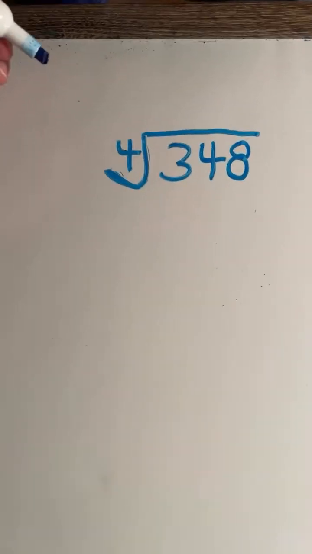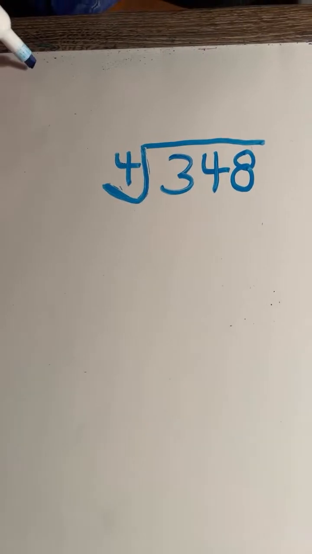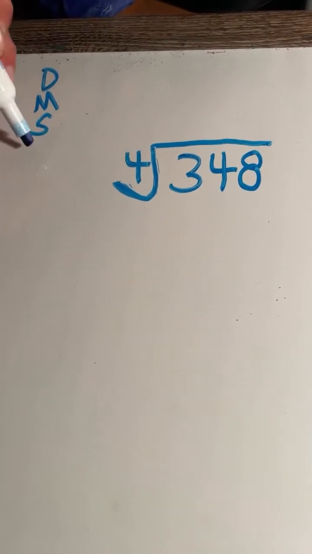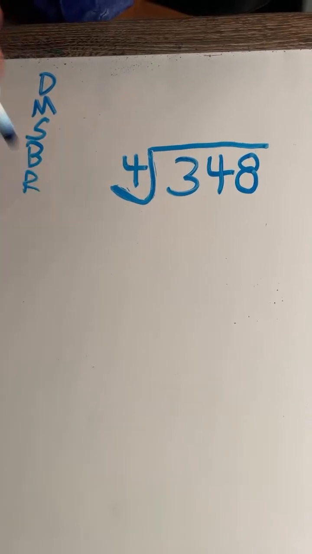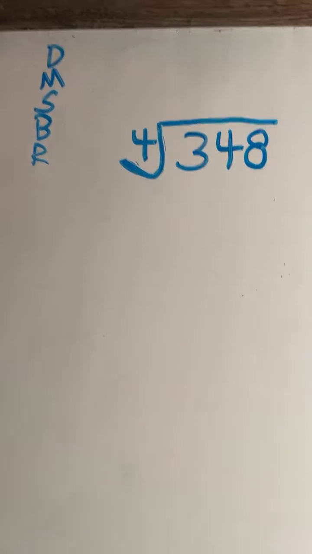348 divided by 4. Now for this one, I'm just going to follow the steps. I'm not going to do skip counting. So we divide, we multiply, we subtract, we bring down, and then we repeat. So step 1, we divide. We got to divide by the smallest number possible.